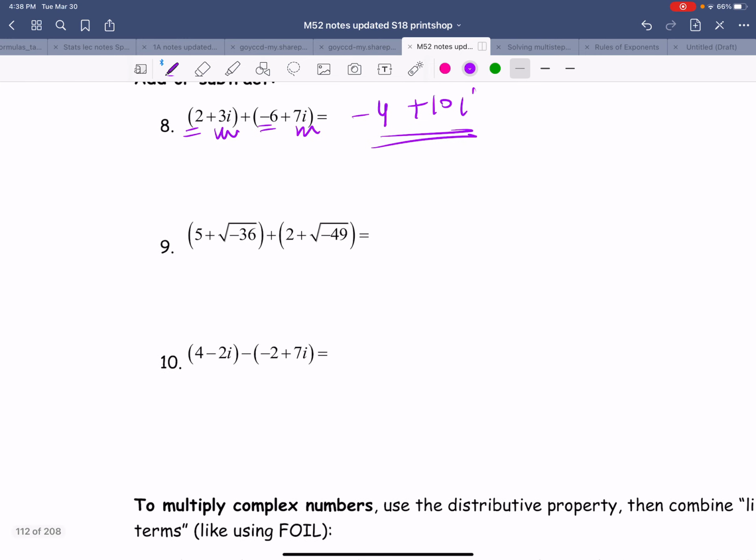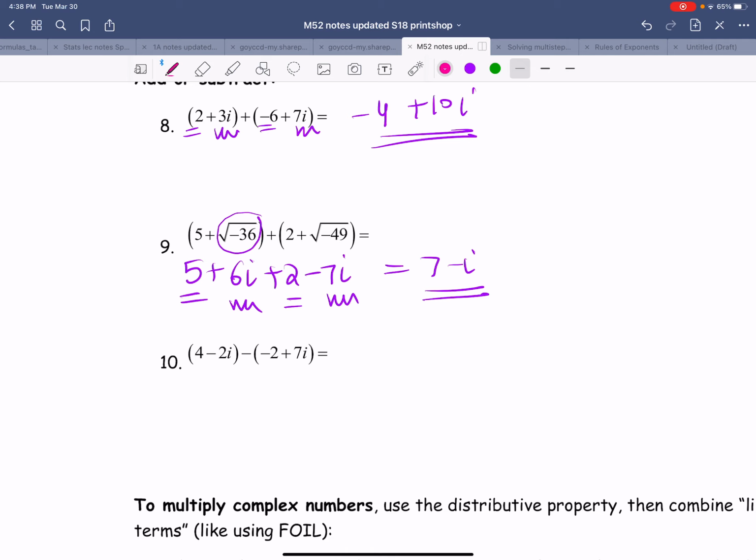Again, it's a plus. So first of all, I'm going to try to write them without parentheses and also using the complex numbers. Square root of negative 36 is 6i, and square root of negative 49 is 7i. Add the real parts together, which is 7. Add the imaginary parts together, which is 7 minus i.